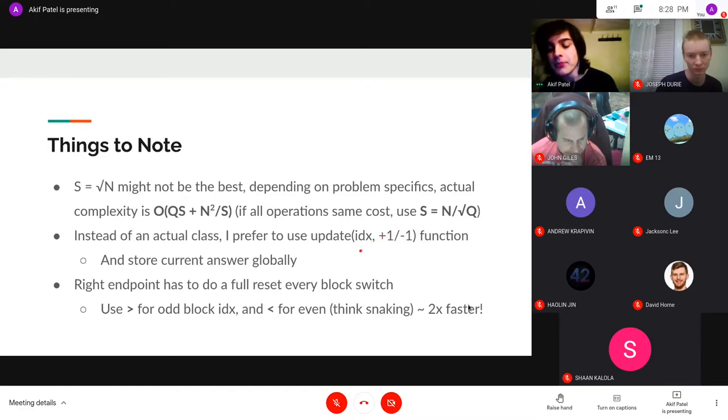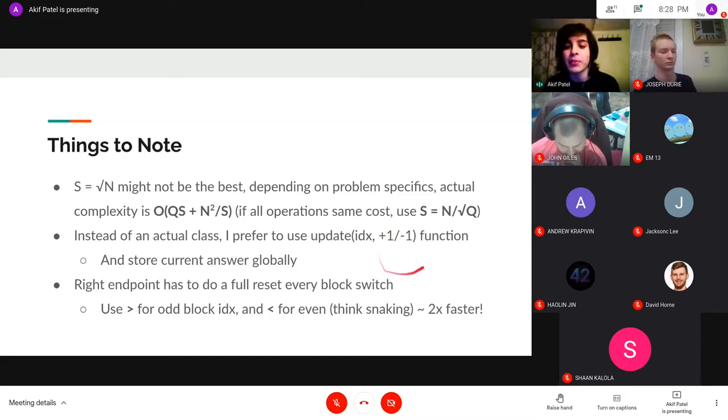Okay. The other thing is that instead of an actual class or data structure like I had in the previous slide with the mode code, I prefer to define a function called update, which takes in the index that I'm either inserting or deleting, and then pass it either plus or minus one to indicate whether I'm adding or deleting it. This update function would just update the actual answer globally. So when I actually need the answer to the query, I just look at a global variable.